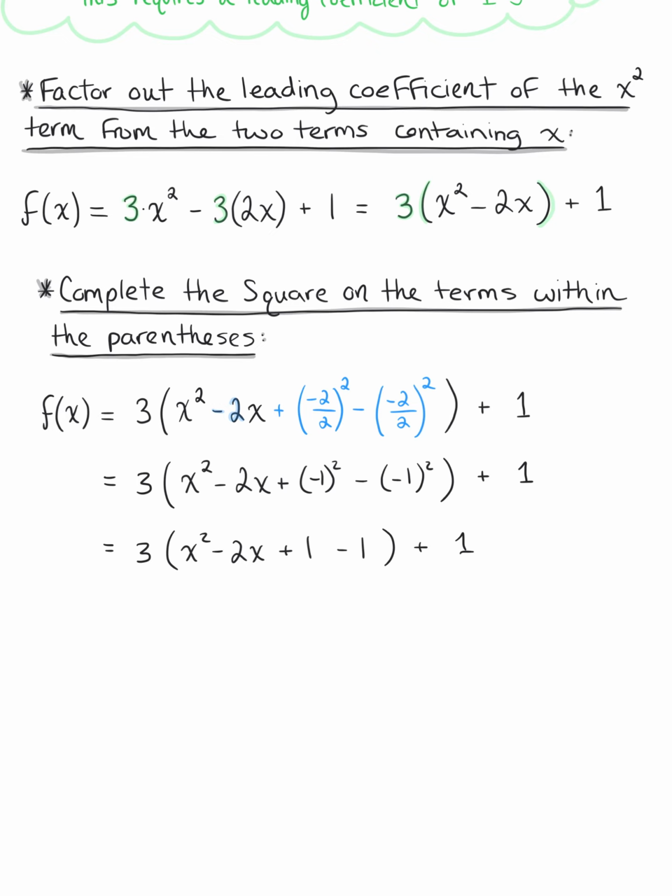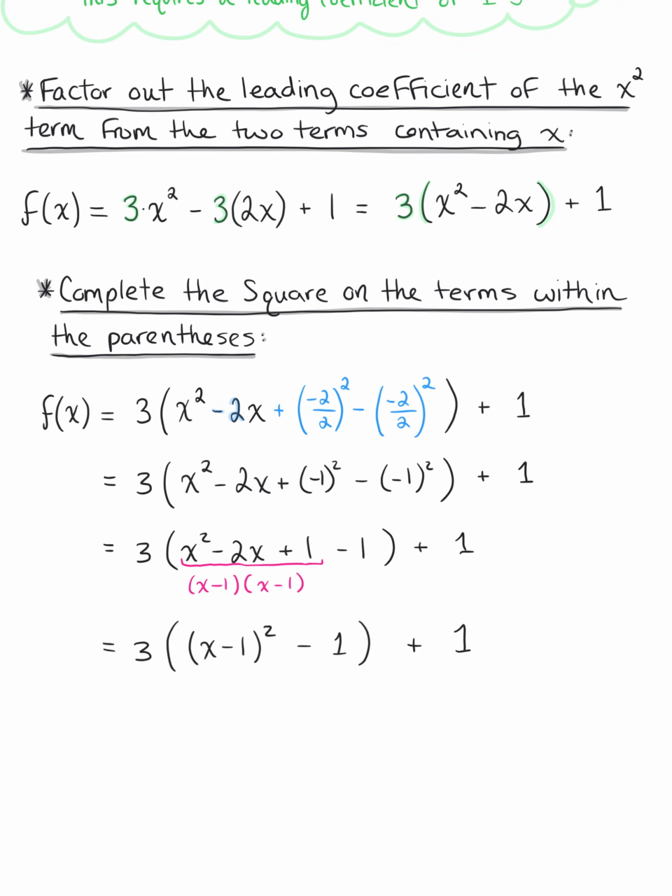Now notice we officially have obtained the perfect square trinomial with those first 3 terms. So we can now rewrite this further as 3 multiplied by x minus 1 squared minus 1, and then outside of the parentheses we have plus 1.